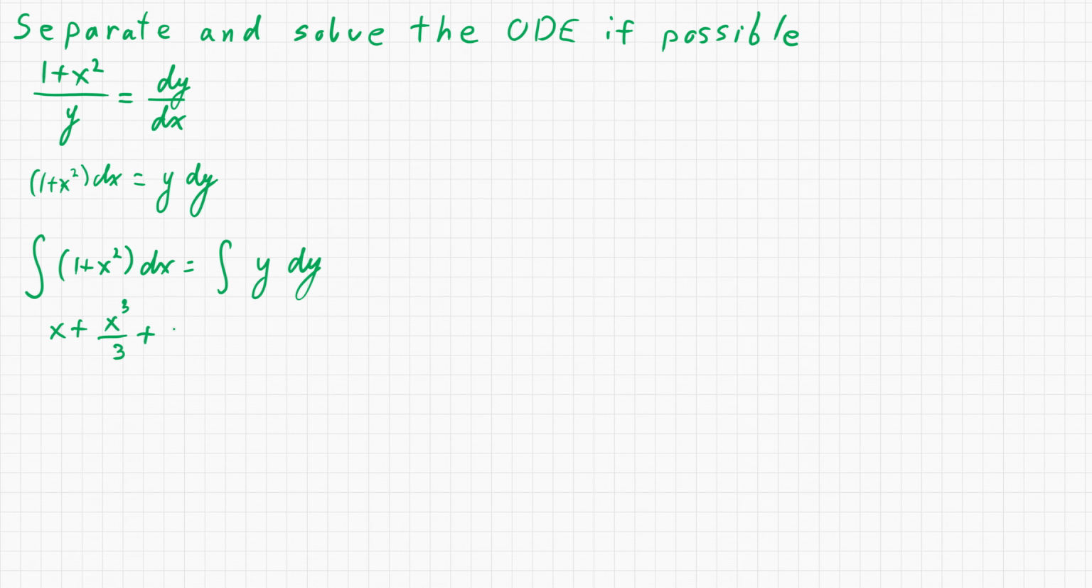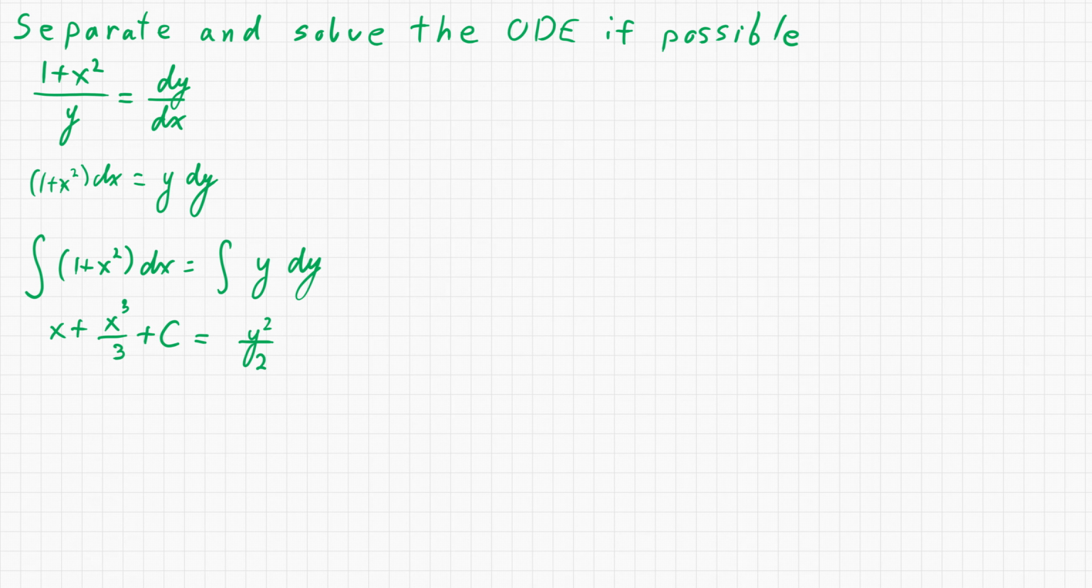And then there is the constant of integration to remember. And on the other side, if we're integrating y with respect to y, then that's going to be y squared over 2. And the constant of integration we're not including on this side because we included it on the left-hand side. So now the next step is just to solve for y.